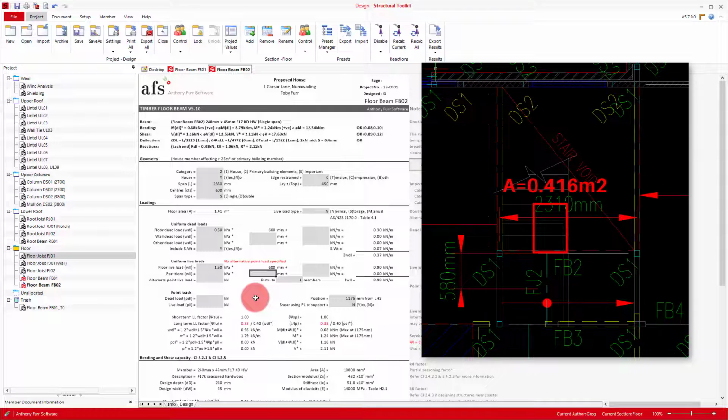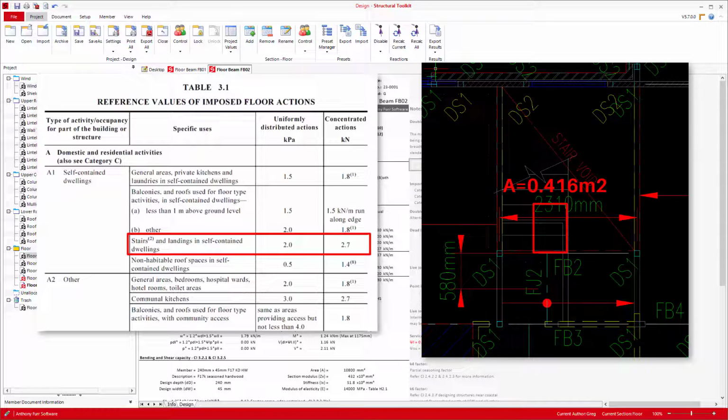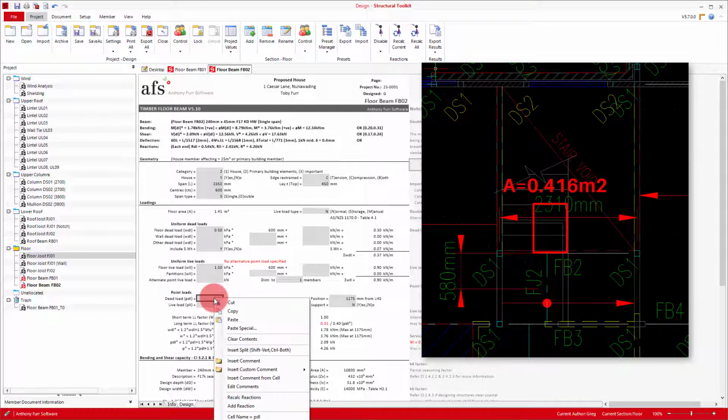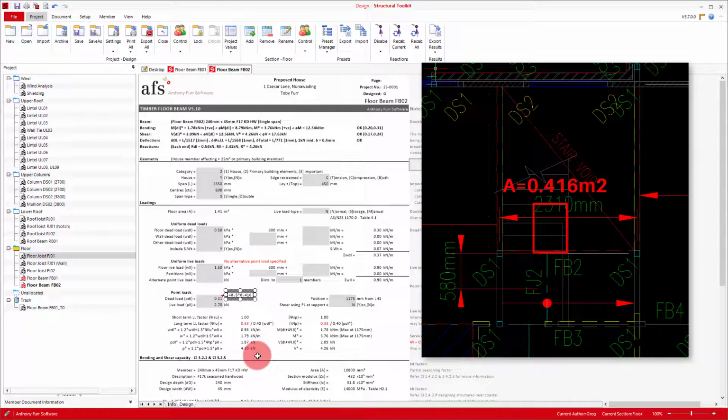We'll then multiply this by our 0.5 kPa dead load, and for the live load it will either be 2 kPa or 2.7 kilonewtons as per AS 1170.1, where in this case 2.7 kilonewtons will be critical. To make it clear what we've done, we'll right click and go insert comment from cell. The point load is about central, so we'll leave the position as is.